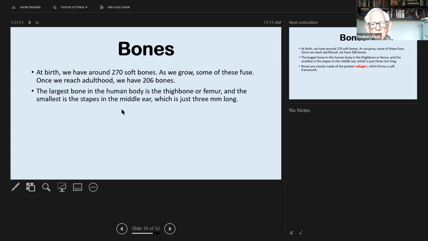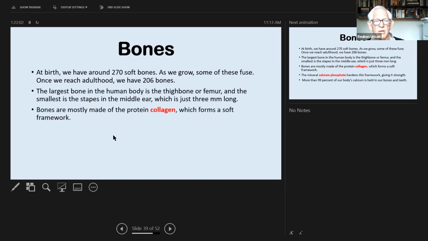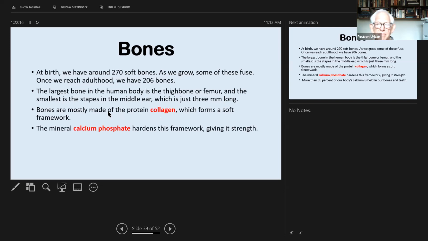So this stapes, which is what's called the stirrup, is tiny. It's only 3 millimeters long, very small. And there are two others. They also have a protein called collagen right through them, which is fairly soft, and then the mineral, calcium phosphate, which is the hard part of it, but it fills in the collagen.